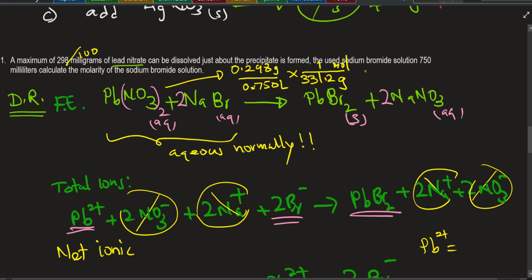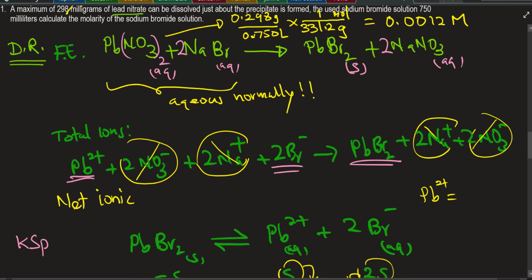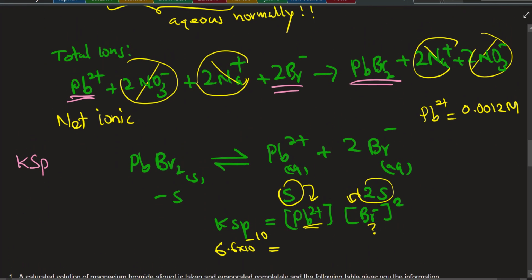So in this case, the molar mass is 331.2. That's for the lead nitrate. And now you can do the math here and get the molarity for the lead nitrate, because that will give you directly the molarity of lead, right? So let's get the lead nitrate value here. 0.298 divided by 0.75 divided by 331.2. So that'll give you a molarity of 0.0012. That's the same for Pb2 plus, because it has the same coefficient.